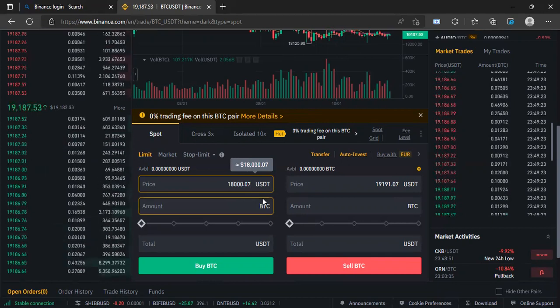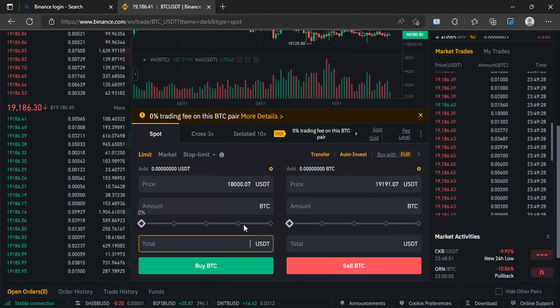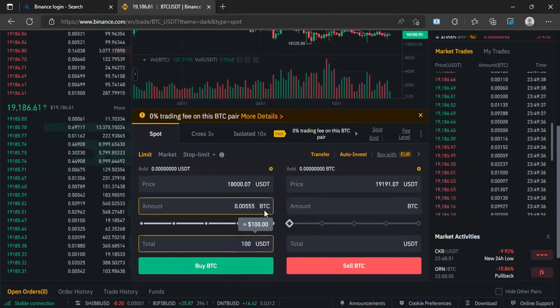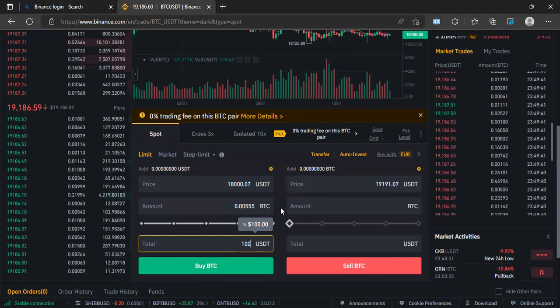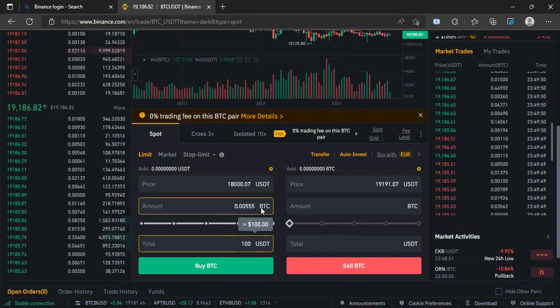And where it says total, right below that, you say you want to buy $100, 100 USDT, right? Exactly. So what this is going to do is, if Bitcoin goes to $18,000, it's going to buy you 100 USDT worth of Bitcoin. In that case, you're going to get 0.00555 BTC. So if you click on buy limit BTC, that's going to place an order in the market, right?